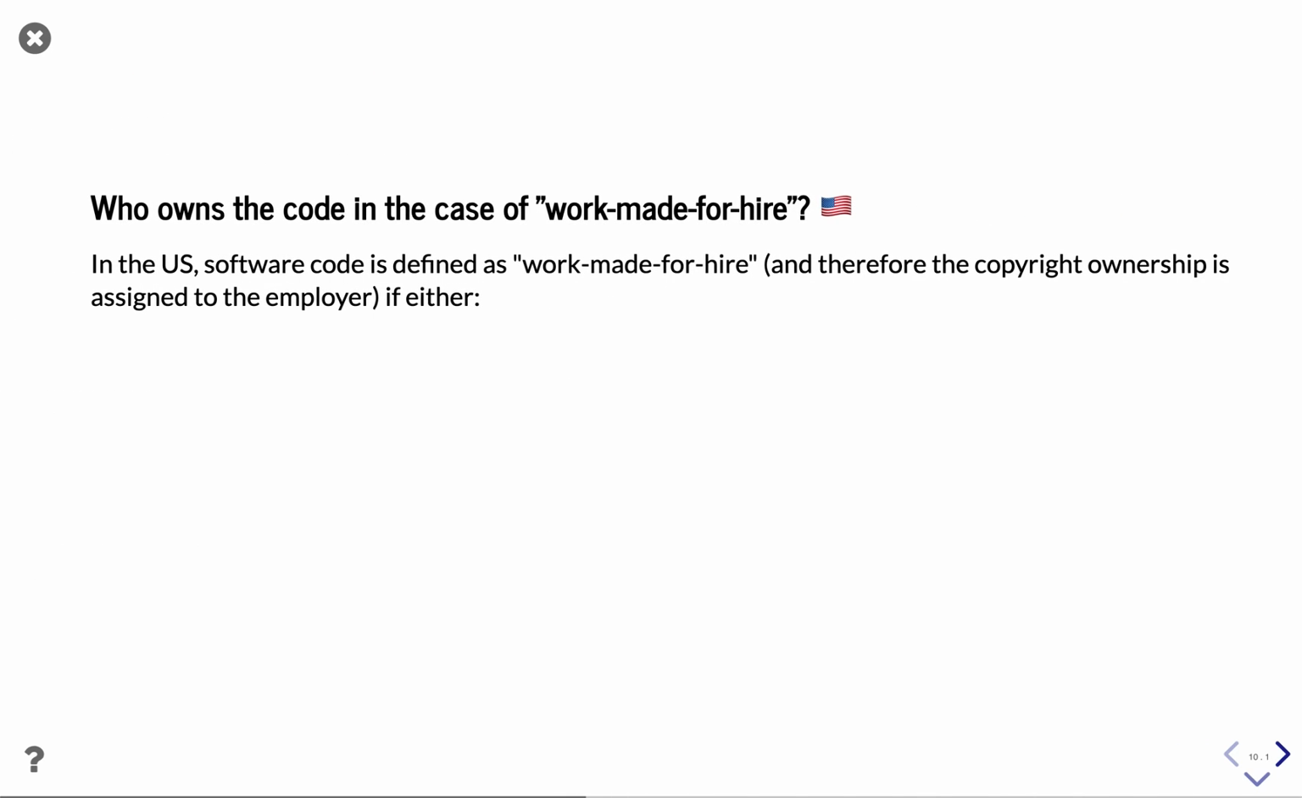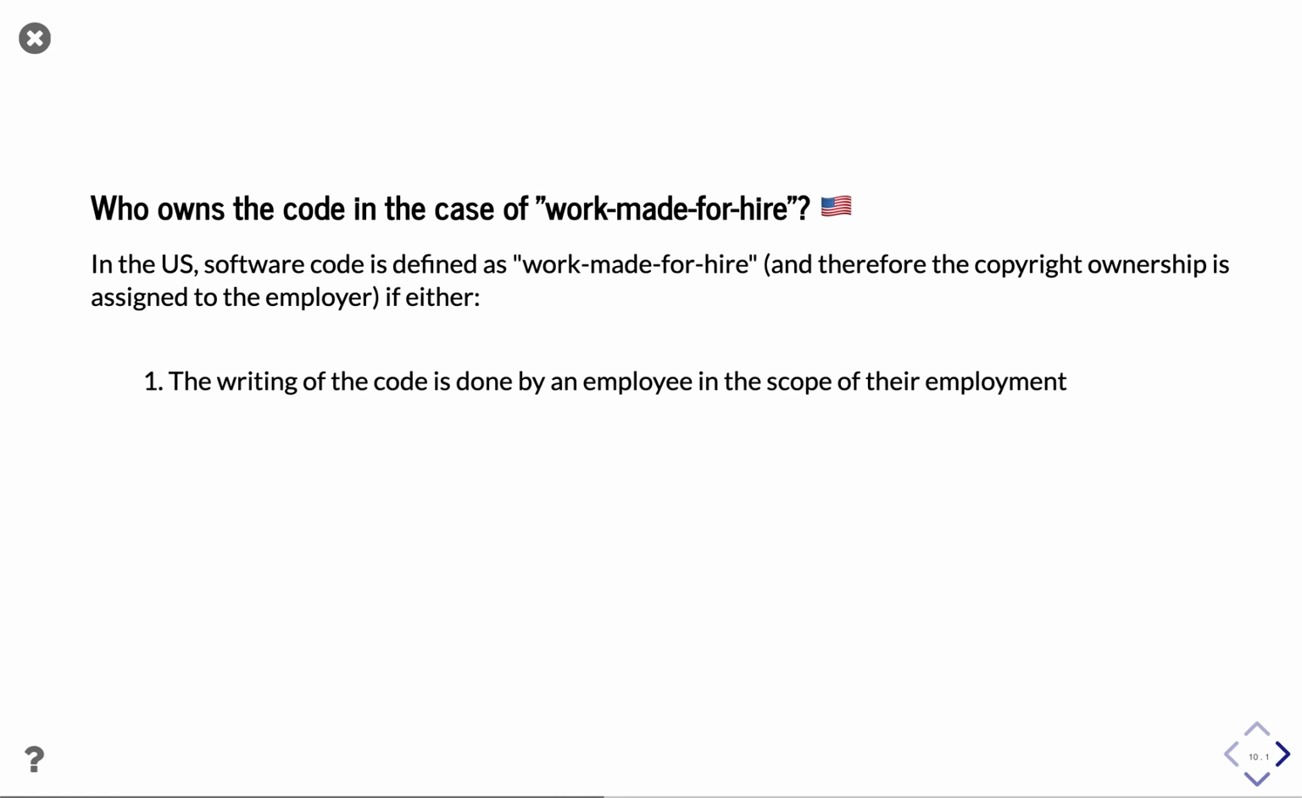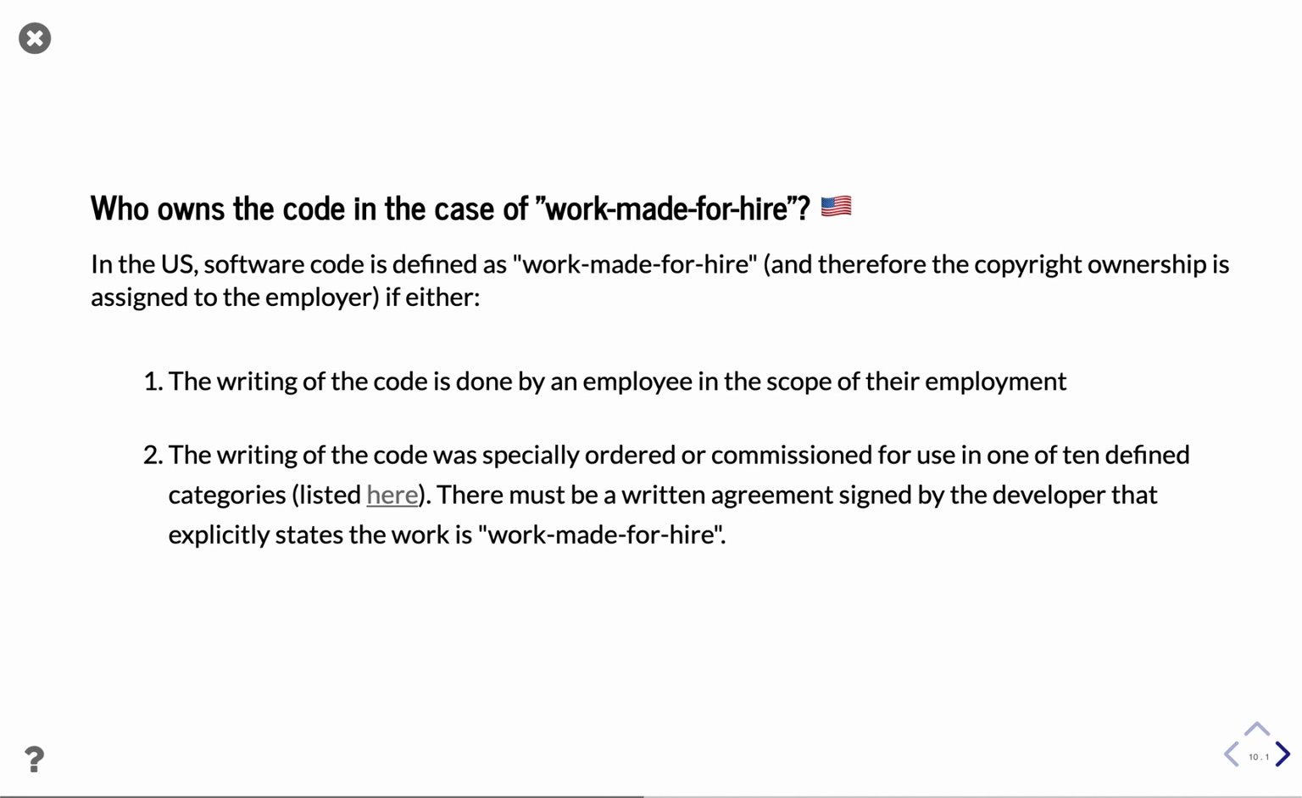What about in the US? In the US, we use a slightly different term. We call it work made for hire. In a work made for hire situation, again, this is your typical employee-employer relationship, the copyright ownership is assigned to the employer. This happens in two different cases. One, if the writing of the code is done by an employee in the scope of their employment. And two, the writing of the code was specially ordered or commissioned for use in one of 10 predefined categories.